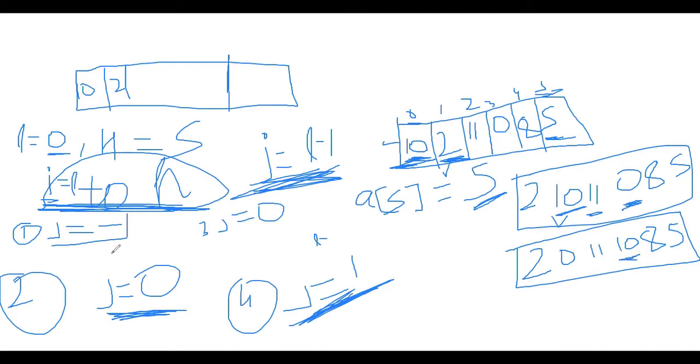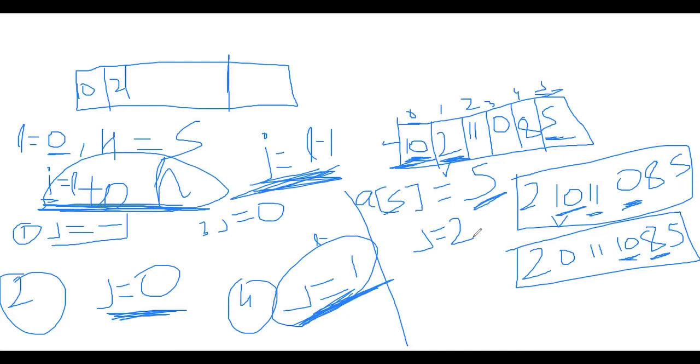We will increase i. When i is incremented, i will come here. And this value is more than 5, so we don't do anything at all. We have finished the loop. After finishing the loop, we will look at the position of j and we will increase j by 1. So what will become the value of j? 2, right?